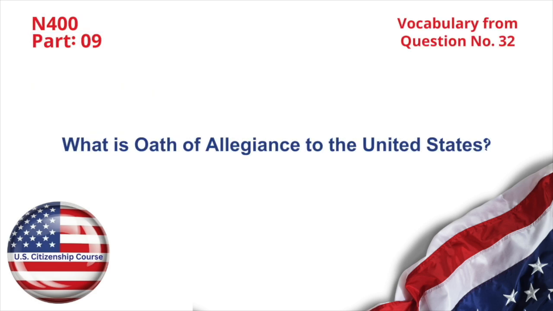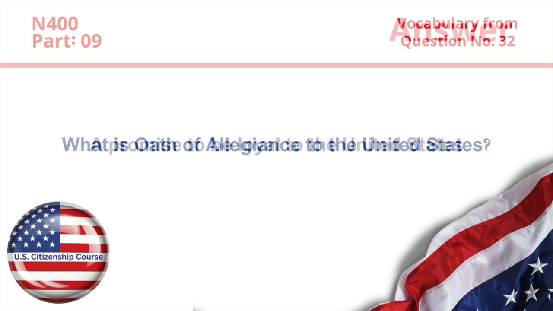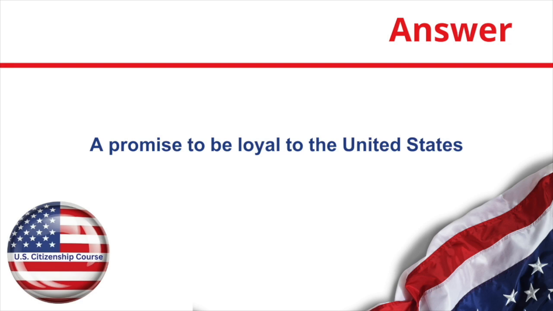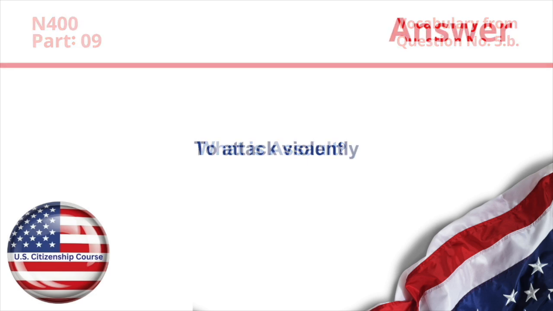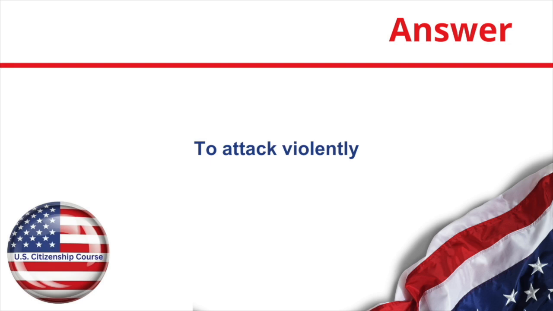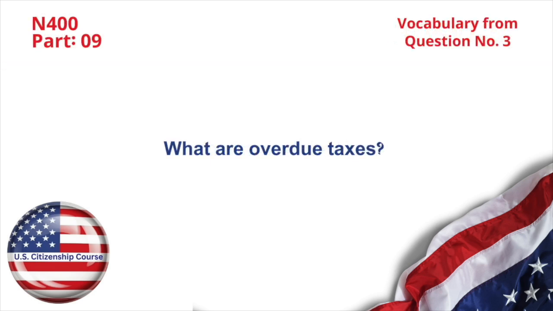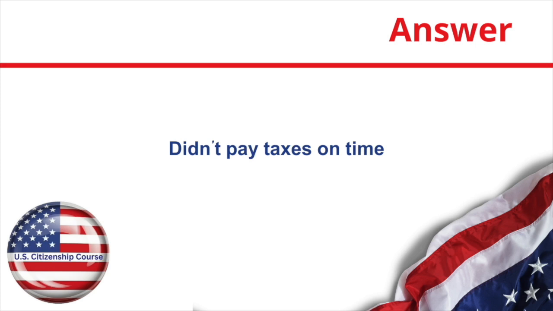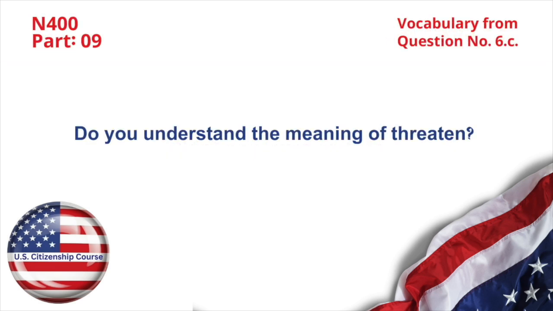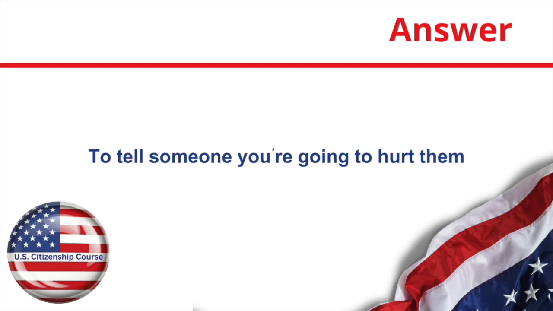What is oath of allegiance to the United States? A promise to be loyal to the United States. What is assault? To attack violently. What are overdue taxes? Didn't pay taxes on time. Do you understand the meaning of threaten? To tell someone you're going to hurt them.